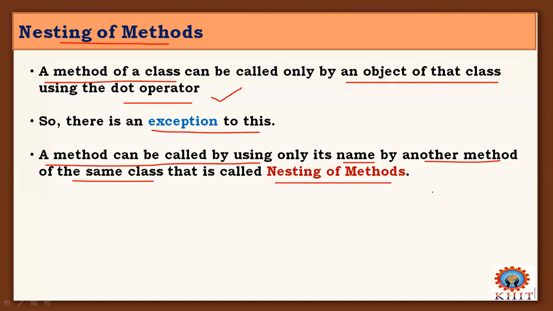In a given class, one method is called by its name by another method of the same class. Here we are not involving an object, because both methods are members of the class. So both methods have the right to call each other. This process we consider nesting of methods inside a given class.